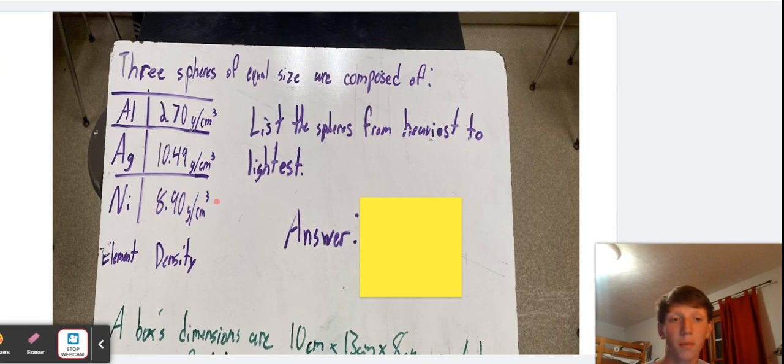The important part in the wording of this question is equal size. So for our equal size at the top here, let's say our size for all of them is 1 centimeter cubed, which would make all of their masses be this many grams, and you would just be able to cross out the centimeter cubed here. So now you're basically just ordering them from greatest to smallest, which should be in this order.